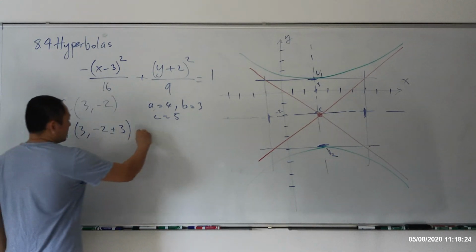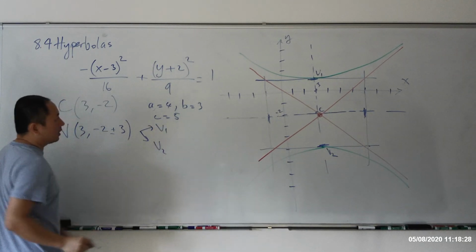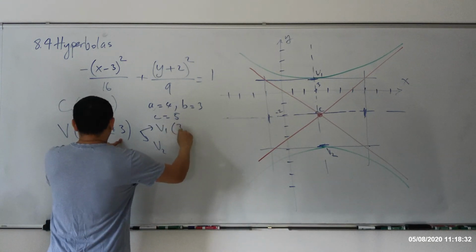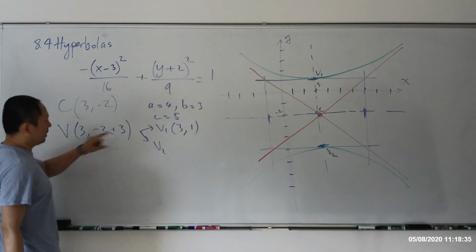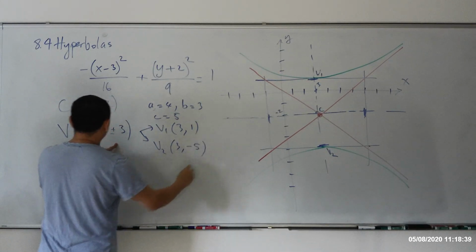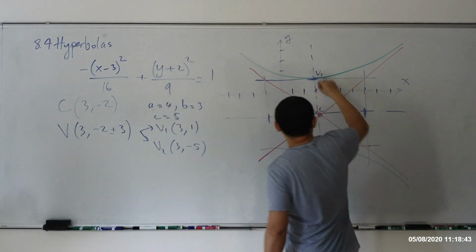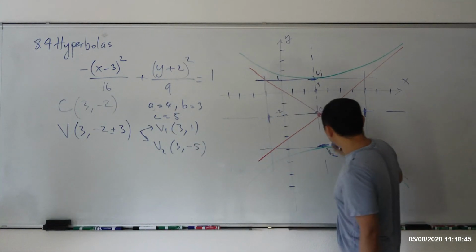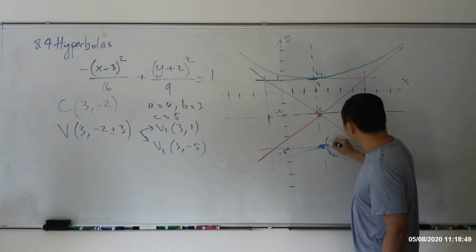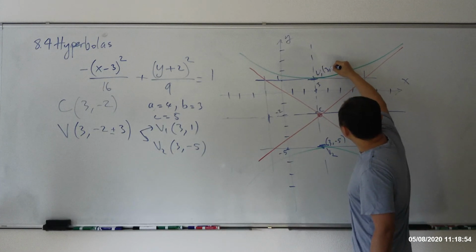So we have two points, V1 and V2. V1 is up there, so add 3: we get (3, 1), since -2 plus 3 is 1. And V2, minus 3, so what? (3, -5), since -2 minus 3 is -5. So this point right here is (3, 1), and the second point is (3, -5).